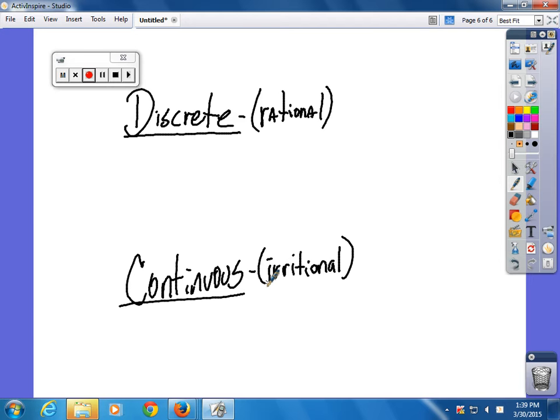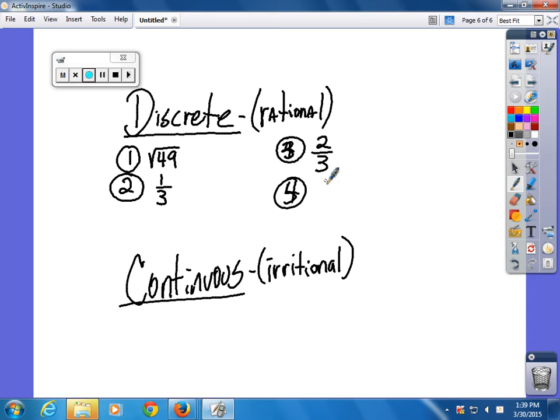I'm going to ask you to type in 5 things for rational. I'm going to ask you to type in the square root of 49. I'm going to ask you to type in 1 over 3. I'm going to ask you to type in 2/3. And I'm going to ask you to type in, that's 3, not 4, Lord. 3 and 4. I'm going to ask you to type in 10 over 2.